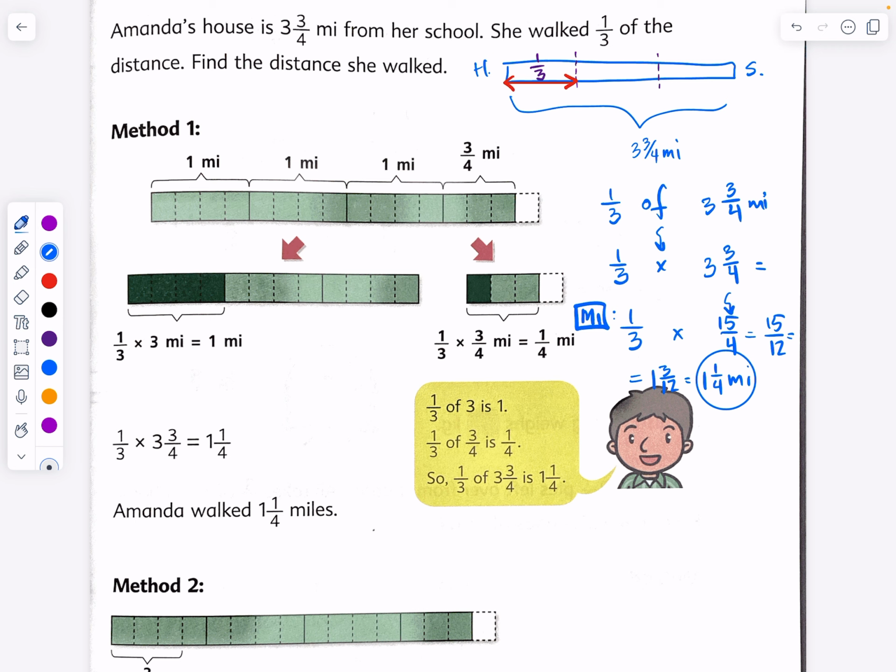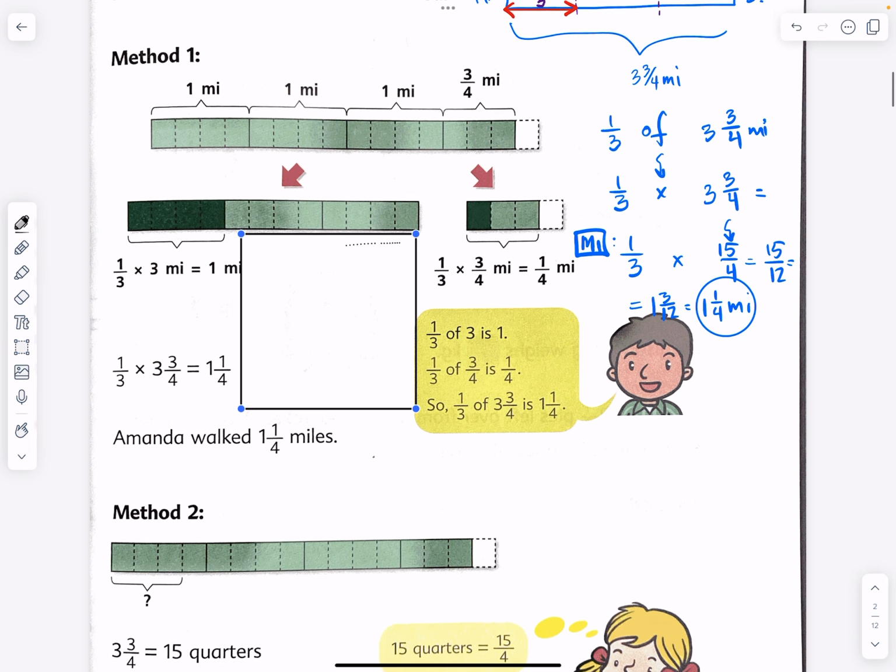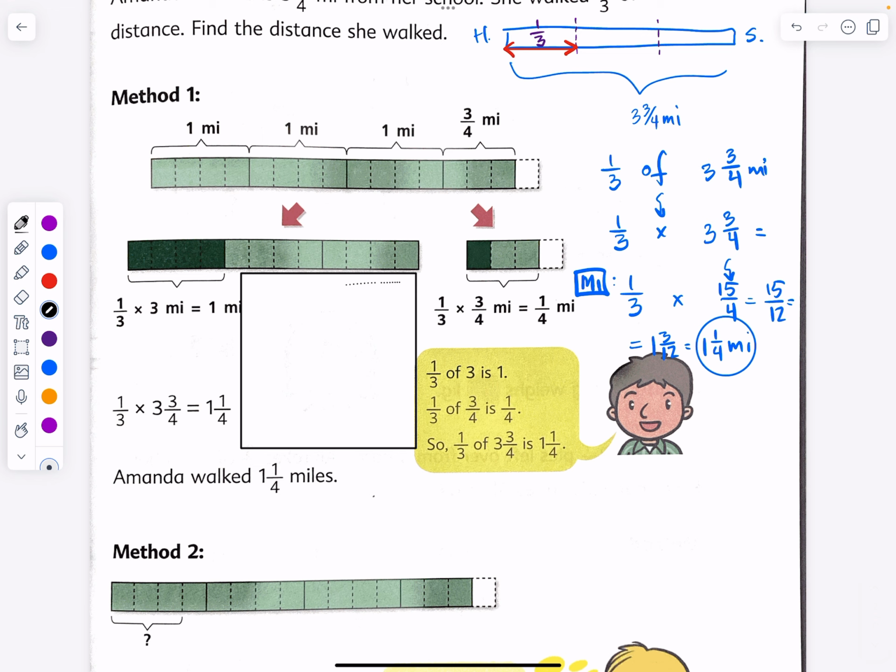is to divide 3 3/4 into two parts. Let me pick up another pencil. So let's call it in black, and let's call it method 2. I don't like how my screen looks. Let's just erase this. Beautiful. Let's make this a very nice box. Okay, so another way to solve this would be to say 1/3 of 3 3/4.